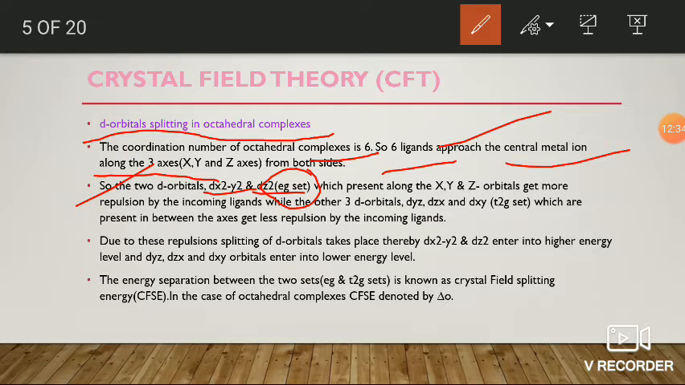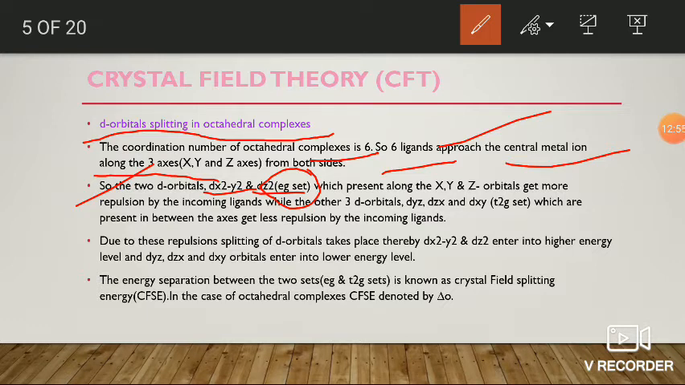These are located along the axis. So they get more repulsion because all the 6 ligands are approaching the central metal ion along the axis. So there is more repulsion between the ligands and this EG set of orbitals. So they get more energy, so they enter into a higher energy level.